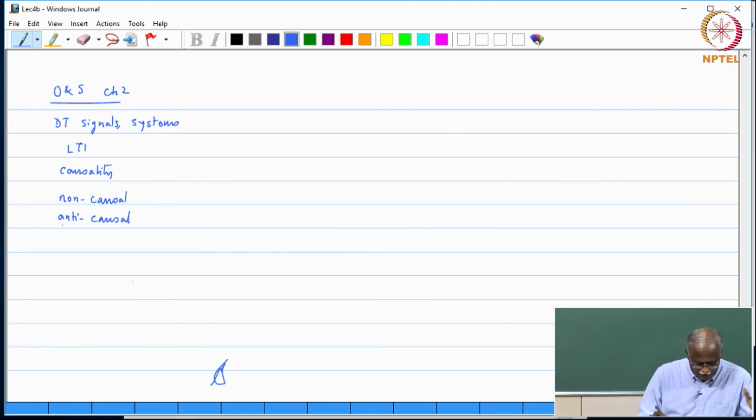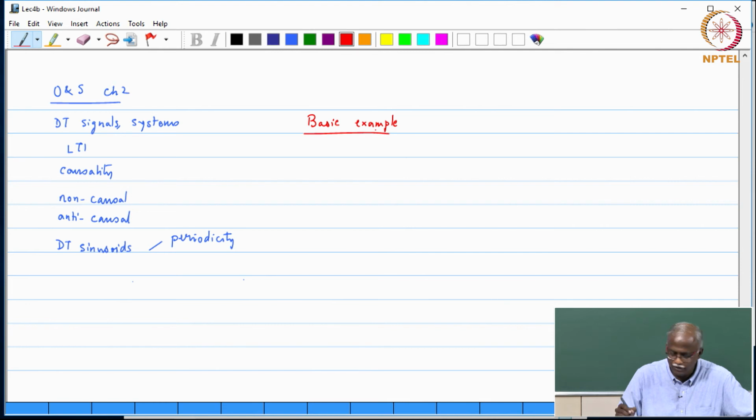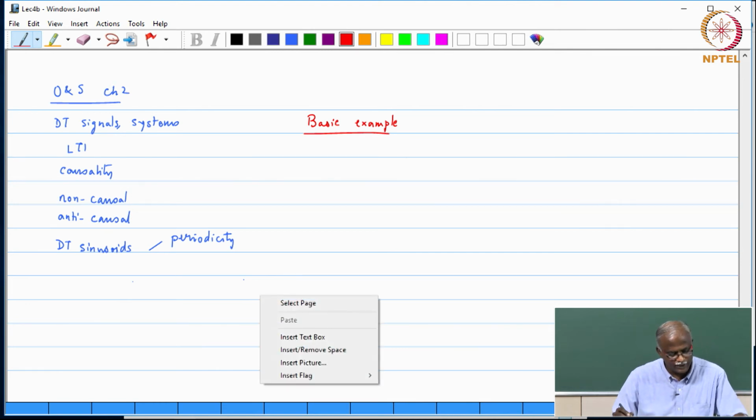And again, one very unique property of discrete time signals is the discrete time sinusoids. Again, when will there be periodicity? Not all discrete time sinusoids are periodic. So, look at what the conditions for periodicity are, and maybe as a simple test case, what I would like you to do is look at the following example. I will just write down the question and then request you to try it out so that we can look at it subsequently.